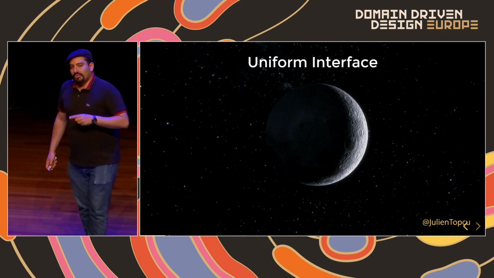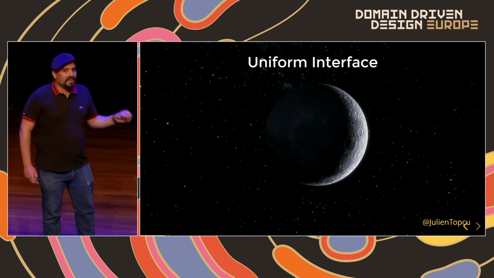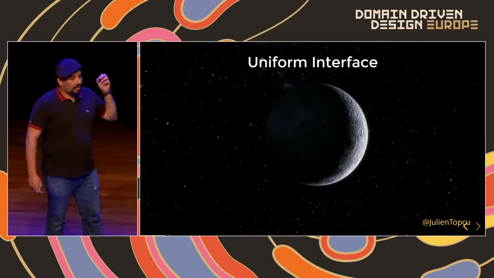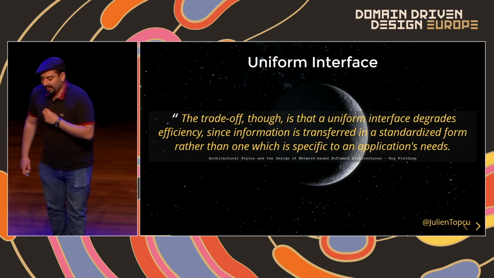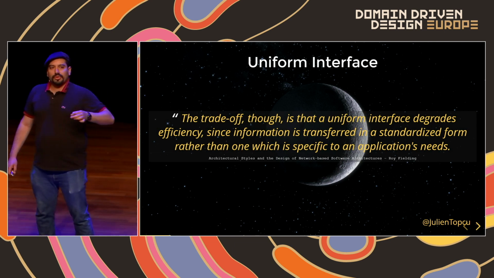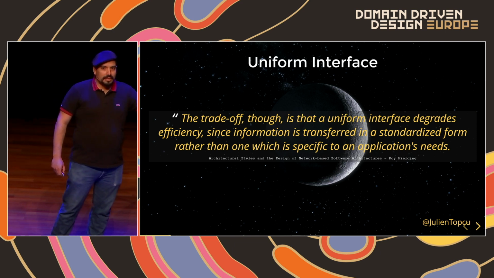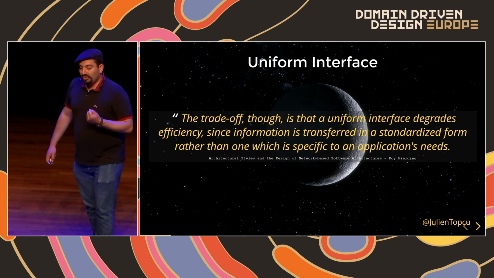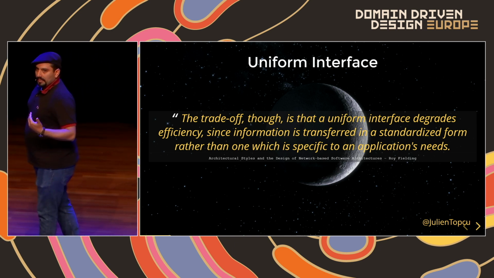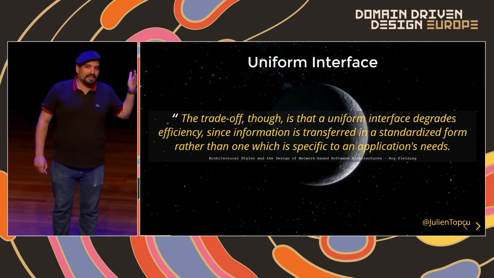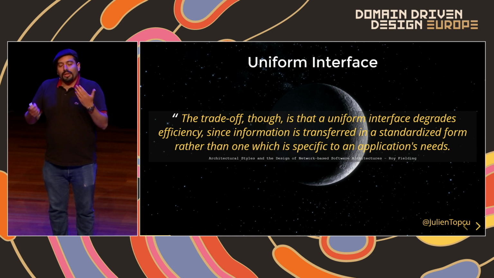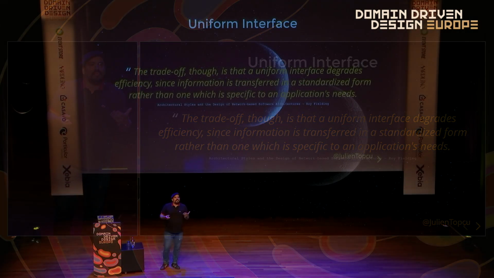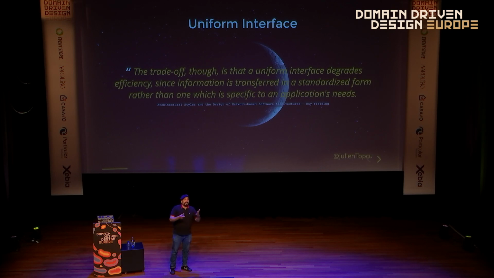But in 2000, Roy Fielding, the one who formalized REST in his thesis, warned us about a problem coming from the uniform interface. He said that since the information is transferred in a standardized form, rather than a form which fits the needs of the application, we will degrade the efficiency of the system. So in a way, he warned us about that loss of meaning, because it's quite difficult to express everything we can with the English language with 4 verbs. I think you quite agree with that.